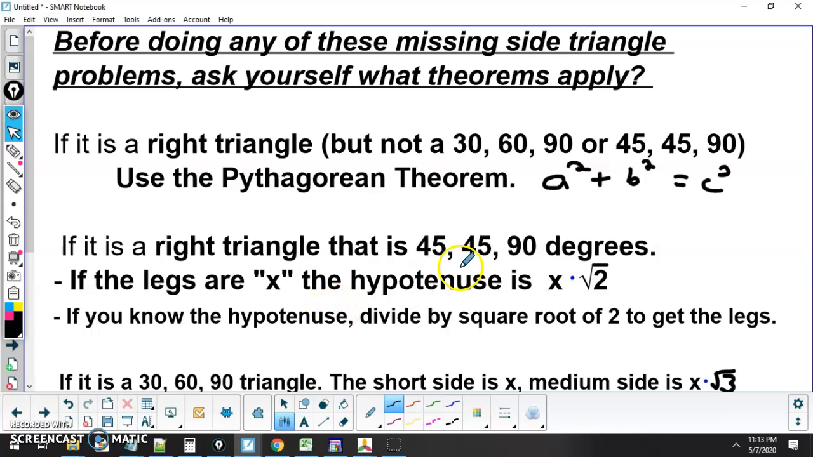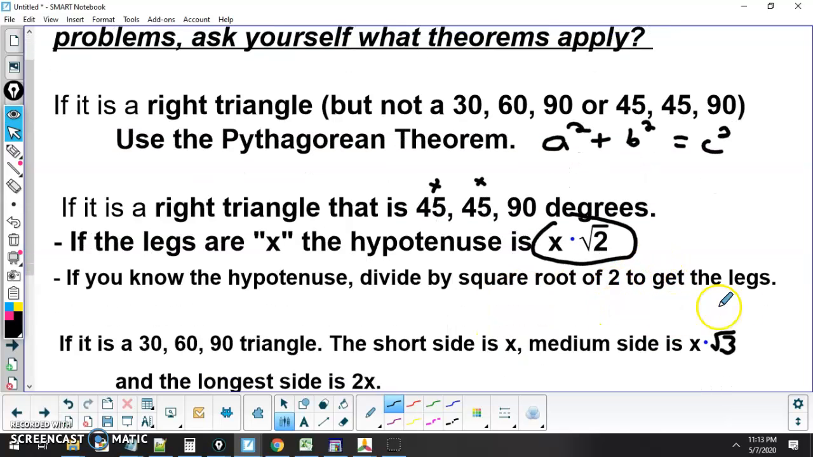Okay? So if it's a 45, 45, 90 degree special case, and if one of the legs is x, the other leg is going to be x because it's the same. So you have x, x, and the hypotenuse is x times the square root of 2. All right. Now, if they give you the hypotenuse and you want to find one of the legs, you just work backwards and you divide rather than multiply by the square root of 2.